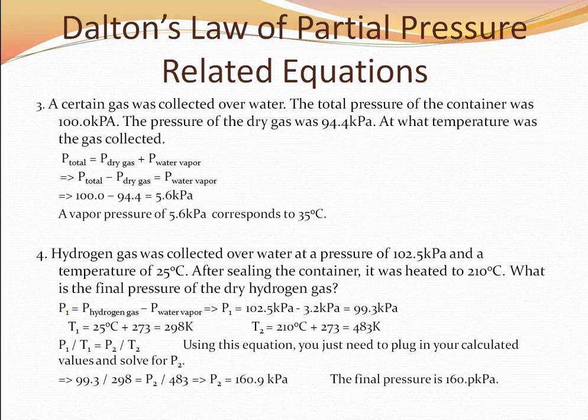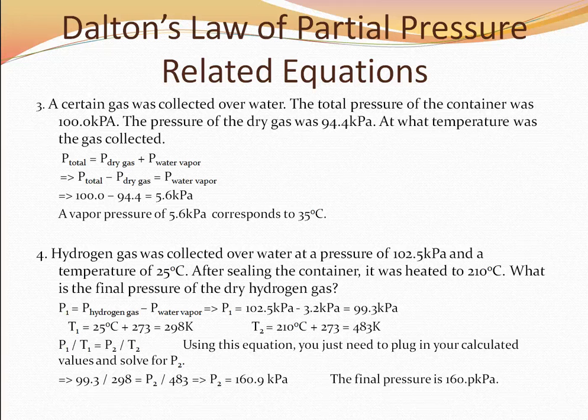You can look at the table that I put on a previous slide to find the partial pressure of the water vapor at 25 degrees Celsius, which correlates to 3.2 kilopascals. So you just need to subtract 3.2 kilopascals from 102.5 kilopascals in order to get 99.3 kilopascals.